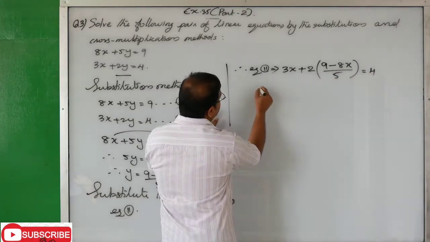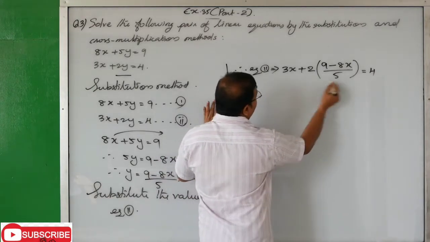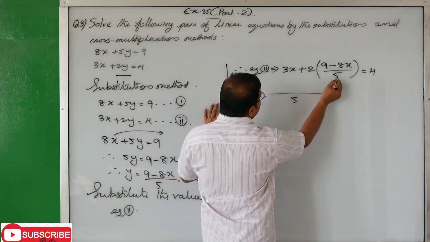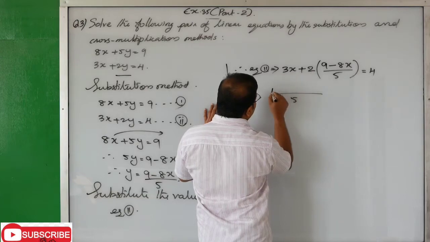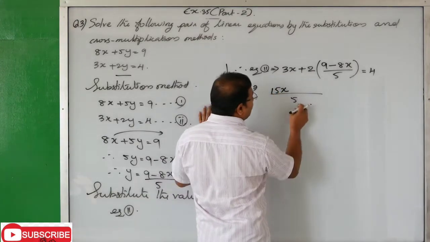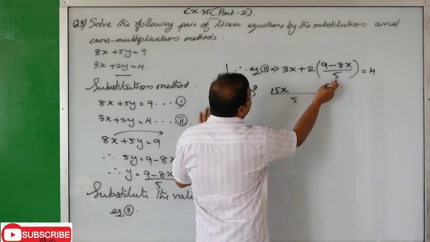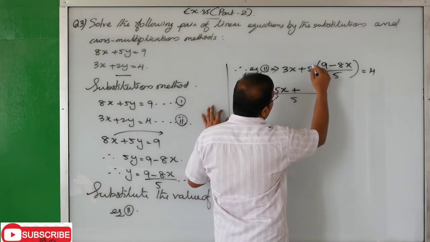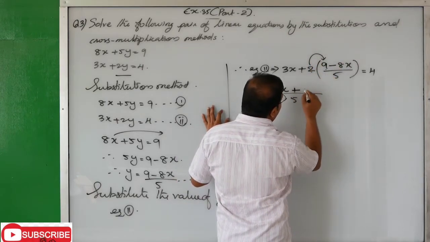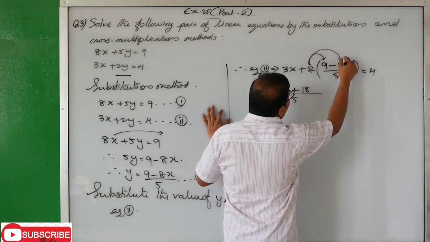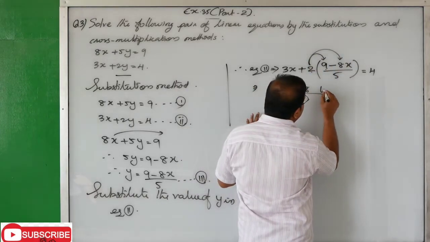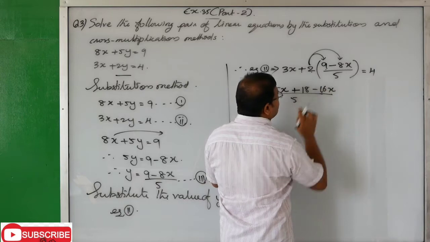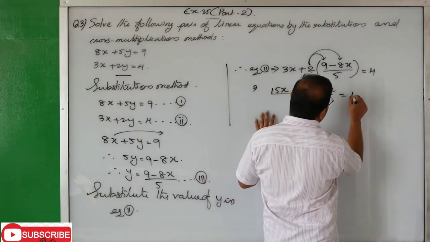Ready? This implies, see, we will take the common LCM, 5. Ready? We are taking the LCM as 5, and this 5 will multiply here now. 5 into 3, 15x. See here I am taking 5 as the LCM, so I have to multiply this 5 here. That means 5 into 3, 15x. Plus, now we'll open the bracket. 2 9s are 18. Now 2 8s are 16, that is 16x. Of course there should be minus because 2 into minus 8, that is minus 16 into x equals 4.